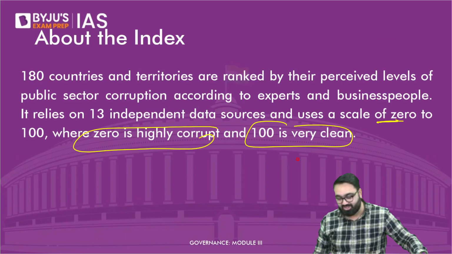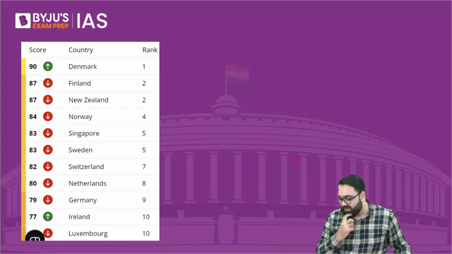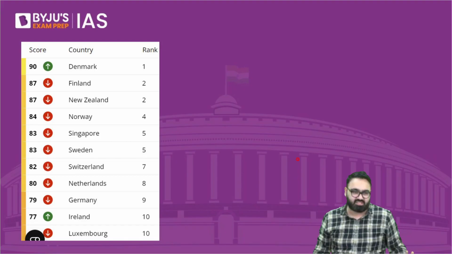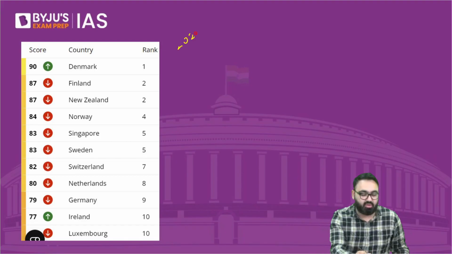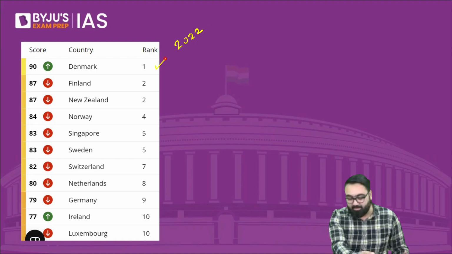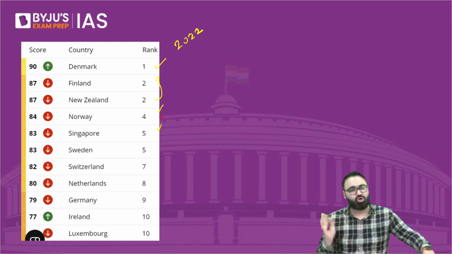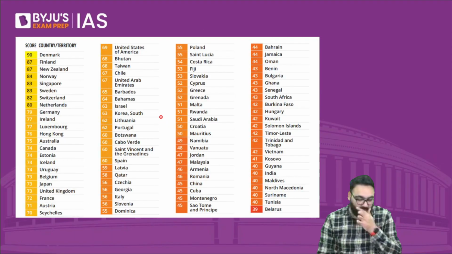So let's come to the score. We'll get to know India's score in just a bit. Let me first show you the latest ranking of 2022. First place, Denmark. Then we have second place, Finland, New Zealand, Norway. Usually the countries that you expect. No surprises there. Now find out India's rank, India's score.